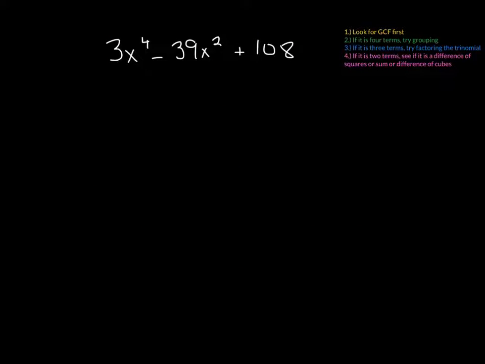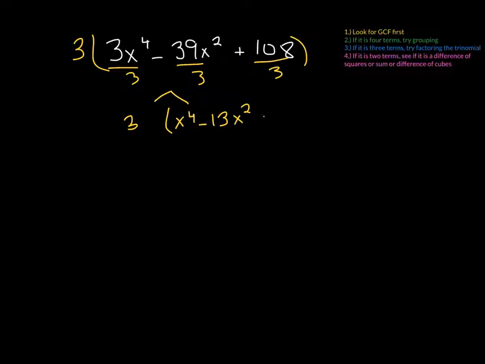Okay, once again, let's start by looking for the GCF, which in this case would be 3. So the 2 factors we break it down into are 3, and then x to the 4th minus 13x squared plus 36. So now we know we can't break 3 down anymore. We do have a trinomial here.